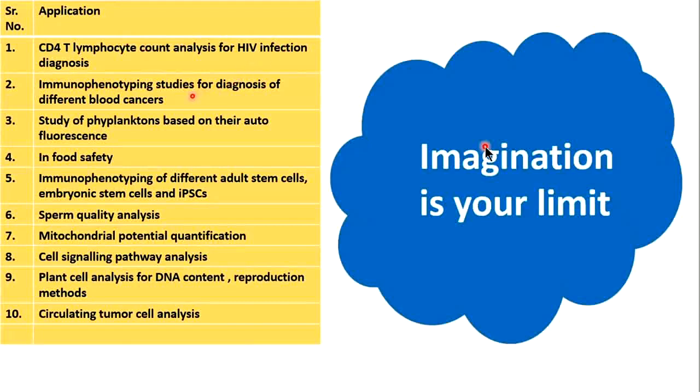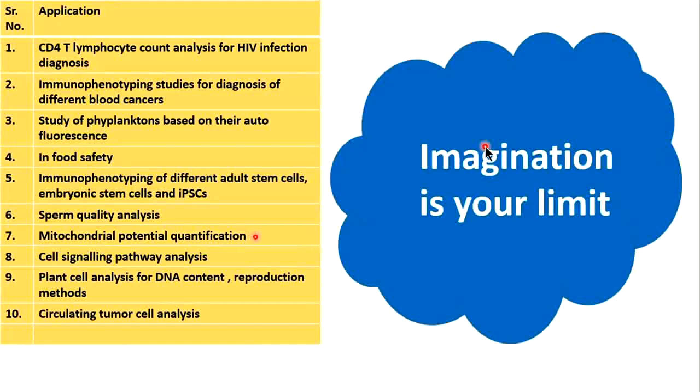They do immunophenotyping for the studies of different blood cancers. People are measuring the number of different types of phytoplankton based on their autofluorescence. People are using flow cytometry in food safety. People are utilizing flow cytometry in analyzing different types of adult stem cells, embryonic stem cells, and induced pluripotent stem cells. People are also doing sperm quality analysis by flow cytometer.